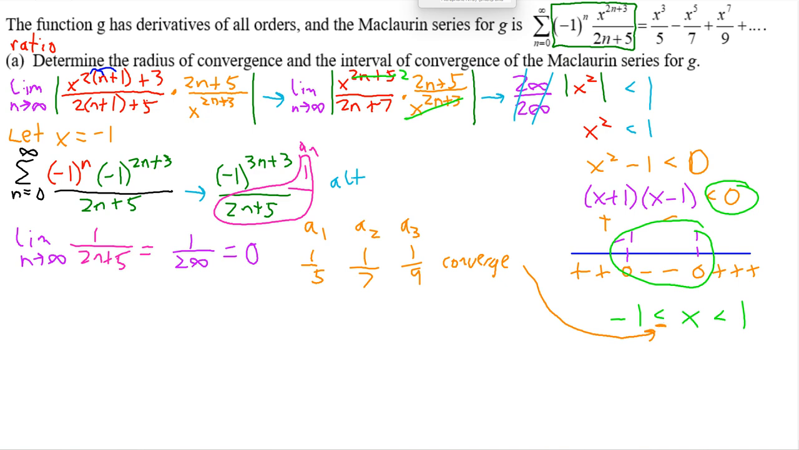And then let's check and see if it would converge or not at x equals positive 1. So at x equals positive 1, we get negative 1 to the n, and then we'll plug in positive 1 here.